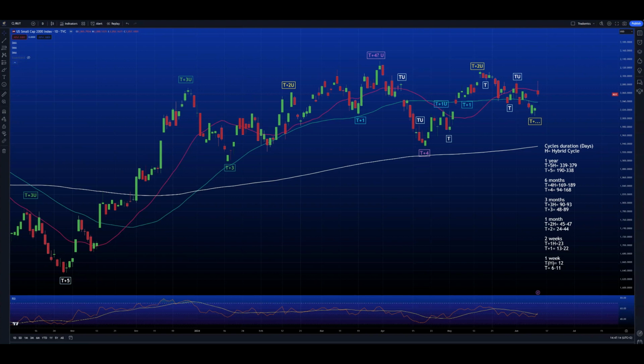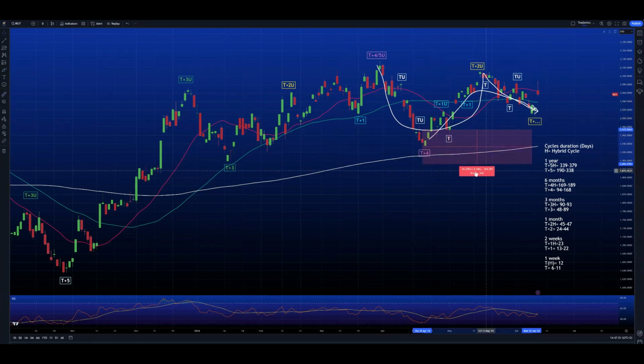Last but not least, Russell 2000. So for the Russell 2000, we have a similar situation as of the Dow Jones. So here we have already evidence that this might not be just a T plus 4, but also a T plus 5. As said during the last analysis reported in March, we had the first T plus 2, and then we closed also a downward T plus 2 like this as of 36 days.